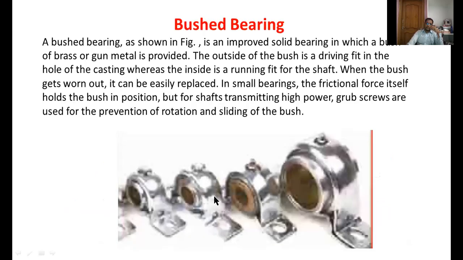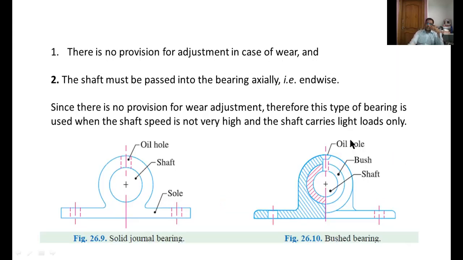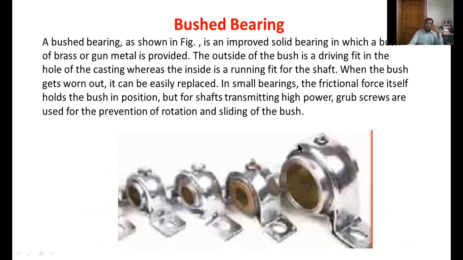Now coming to the bushed bearings, this is the diagram for a bushed bearing. A bushed bearing, as shown in the figure, is an improved solid bearing in which a bush of brass or gunmetal is provided. The outside of the bush is a driving fit in the whole of the casting, whereas the inside is a running fit for the shaft. When the bush gets worn out, it can be easily replaced.